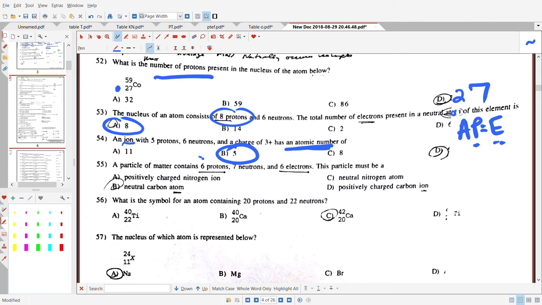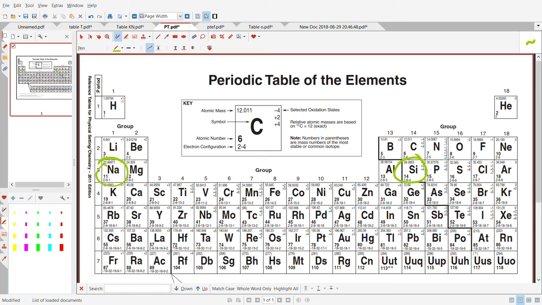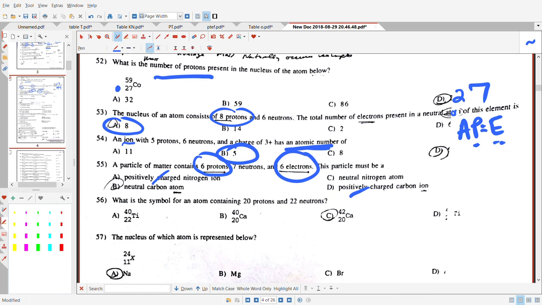Now, you see here we have 6 protons and 6 electrons. That means it's neutral. And now we have to decide, is it carbon or nitrogen? Well, protons never change. So if we go to the periodic table, which element has 6 protons, and it looks like it's carbon. So it's a neutral carbon atom.